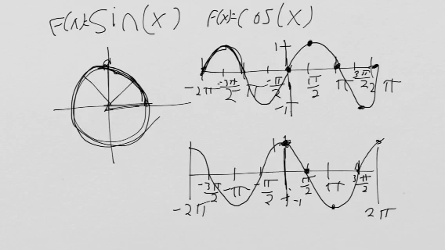Again, amplitude comes from the fact that we're using a unit circle. Unit circle has a radius of 1. So we're only going to be going up between 1 and negative 1. And we cycle through in 2 pi as we travel around the unit circle.